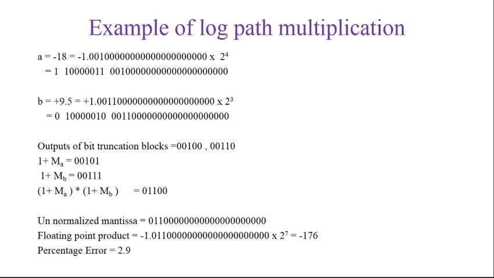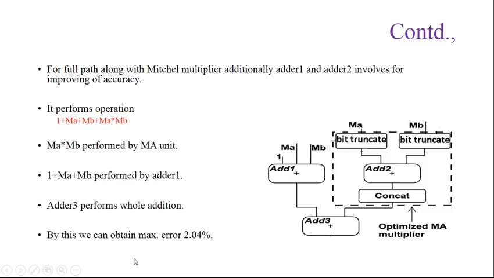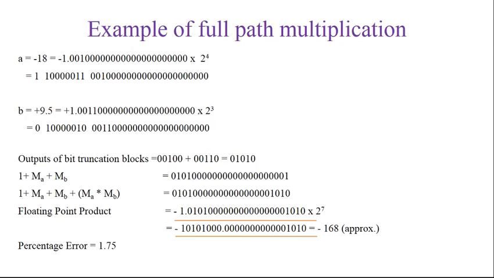So if we take an example minus 18 plus 9.5, they are equivalently represented in fixed point notation as well as in floating point representation. So we take after bit truncation blocks the 5 values and these are calculated with 1 plus MA and 1 plus MB. They both are multiplied. Then the resultant bit is normalized and the percentage error is found to be 2.9. So as said in full path, the operation performed is 1 plus MA plus MB plus MA into MB. So similar way we perform the calculations here also for the same bits and we got the error percentage as 1.75.